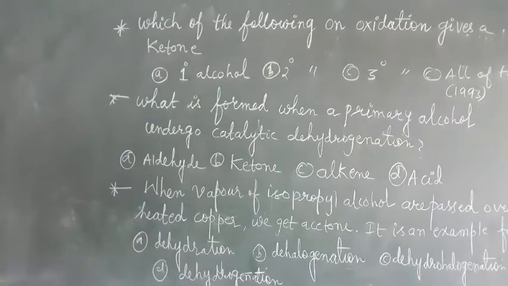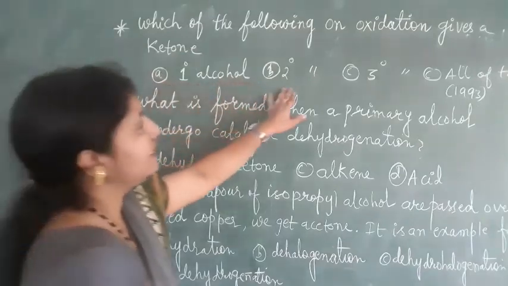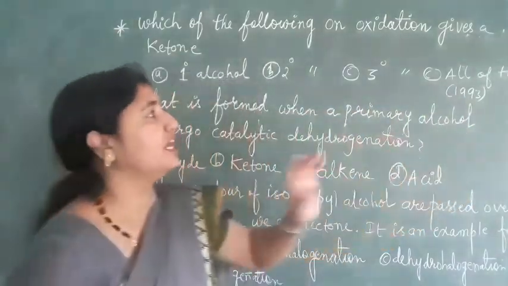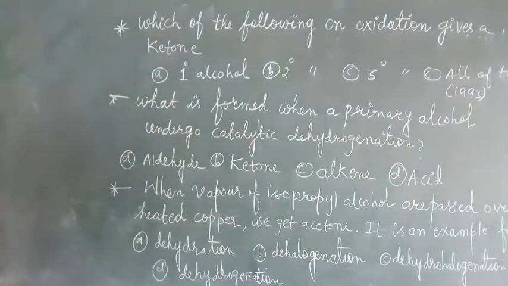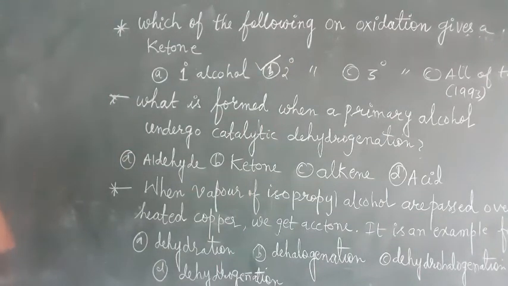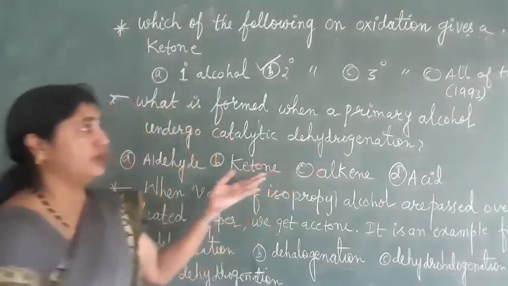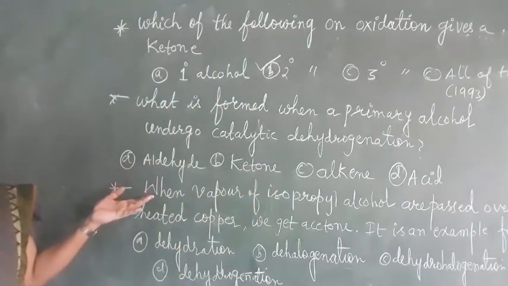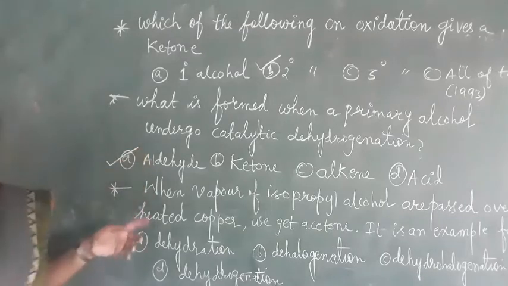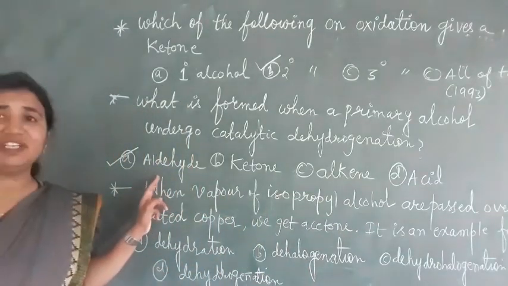Next question. Which of the following on oxidation gives a ketone? Primary alcohol, secondary alcohol, tertiary alcohol, or all of these? It was asked in 1993. Who will give the ketones? Secondary alcohol. Option B is the correct option. Next, what is formed when a primary alcohol undergoes catalytic dehydrogenation? Aldehyde, ketone, alkene, or acid. Primary alcohol catalytic dehydrogenation gives aldehyde. The first option is the correct option.